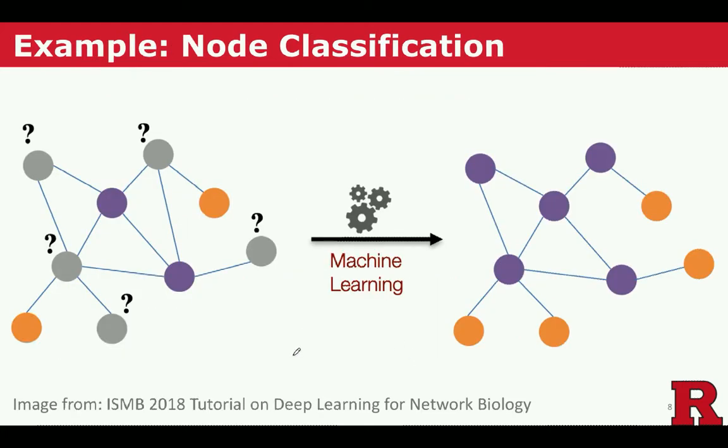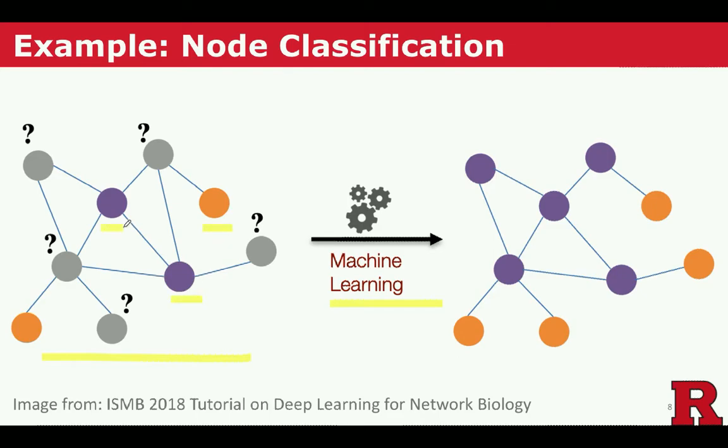I'll give more details on two tasks. First is the node classification task. For the node classification task, the input to the machine learning model is basically the full graph structure and the class labels of some nodes.